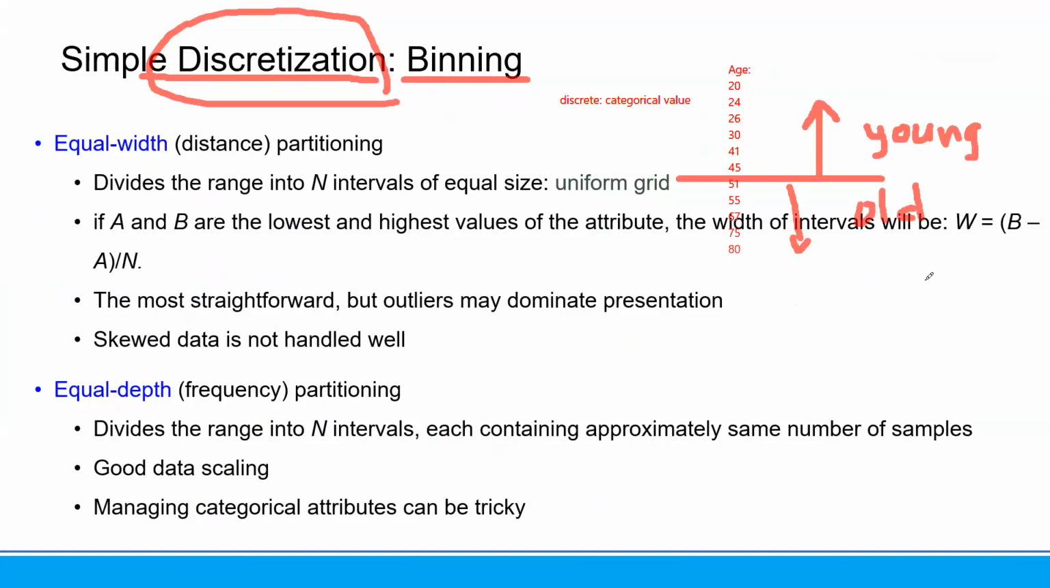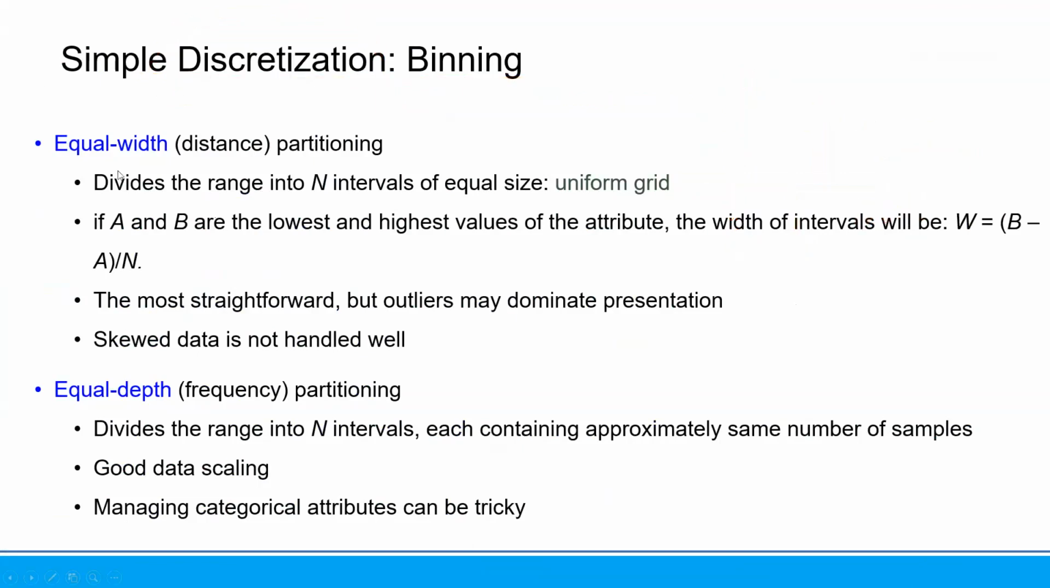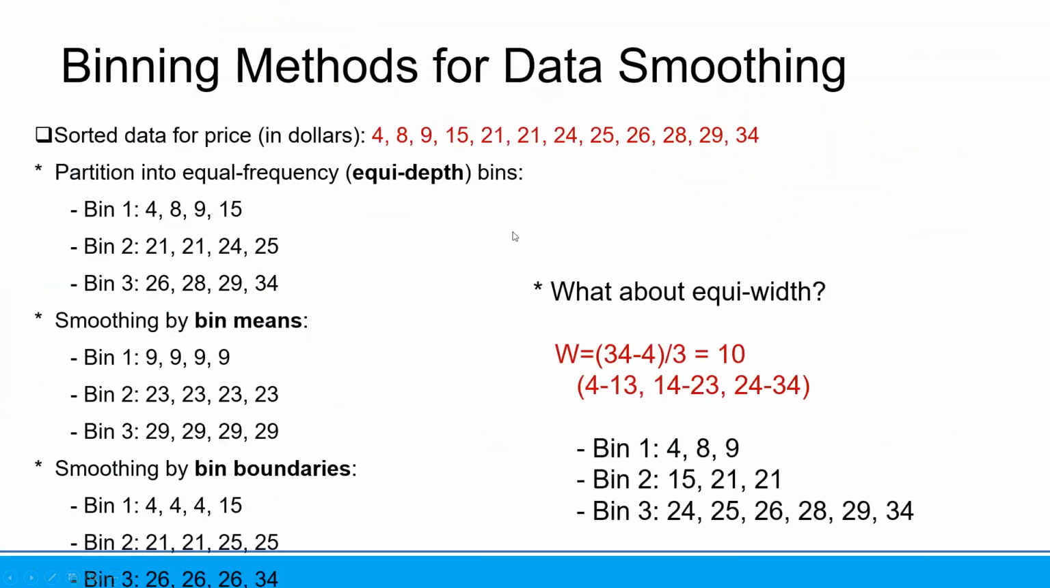In binning, we have two ways. We have equal width and we have equal depth. I will explain by examples. This is the sorted data for price in dollars. We have 4, 8, 9, 15, 21, 21, 24, 25, 26, 28, 29, and 34. This is the minimum. This is the maximum.